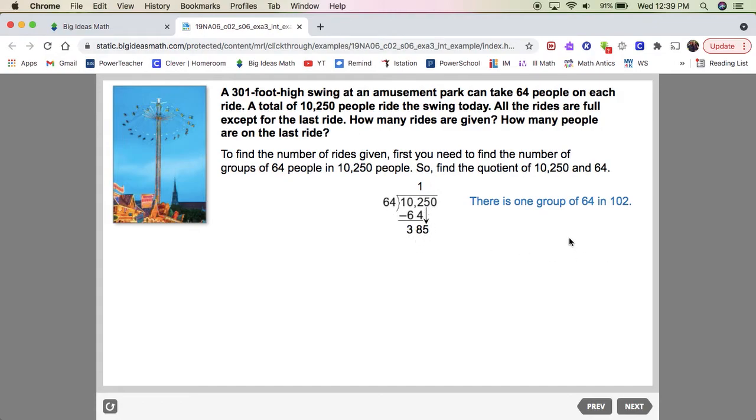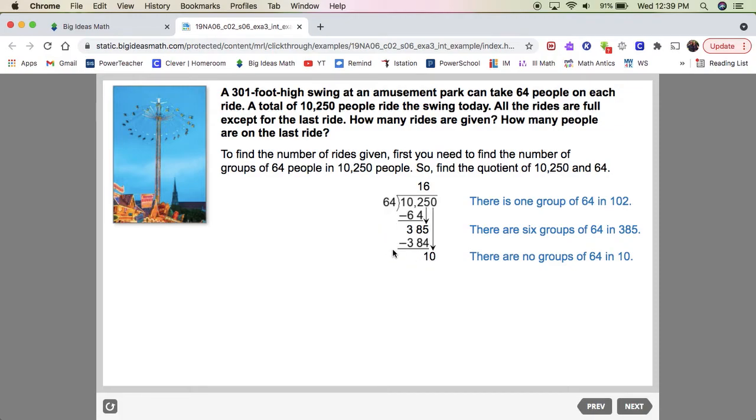We bring down the 5. How many times does 64 go into 385? 6 times. 6 times 64 is 384, we subtract, we get 1, bring down the 0. This is where people mess up. They think they're finished here because they're like, well, 64 won't go into 10. That's correct. It won't.